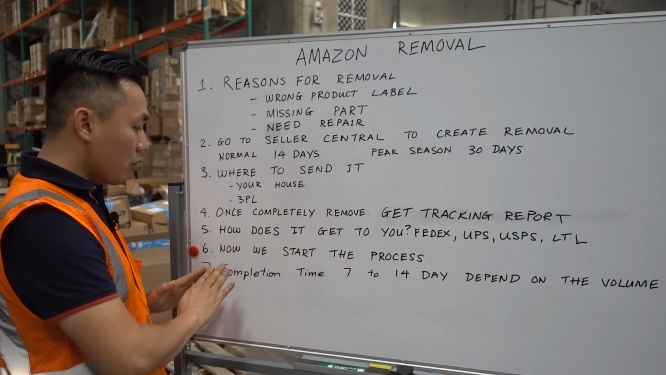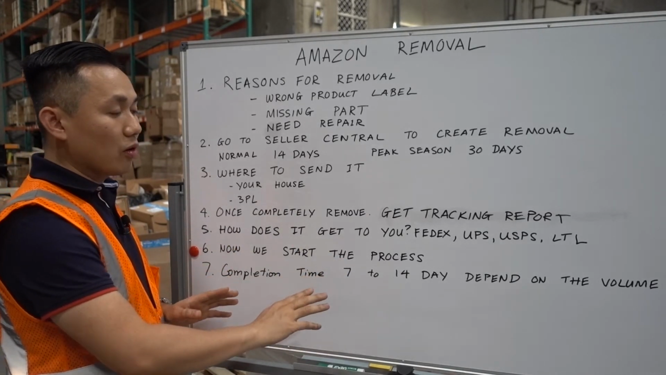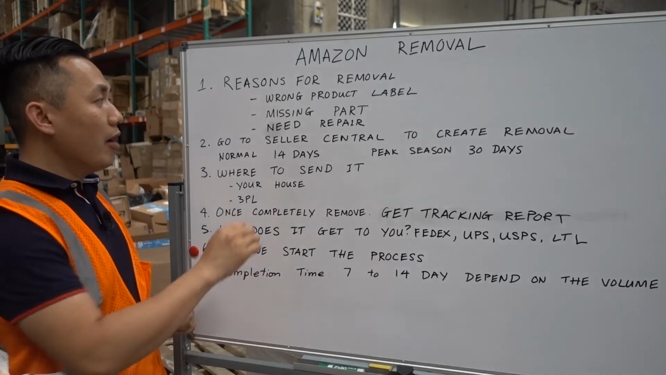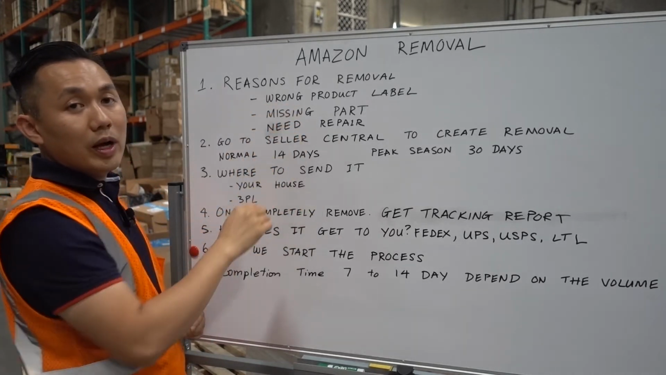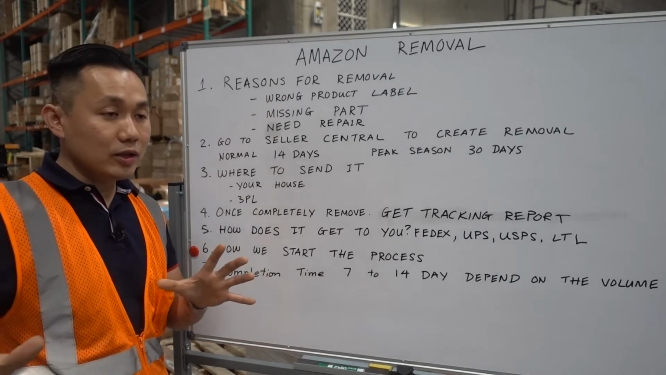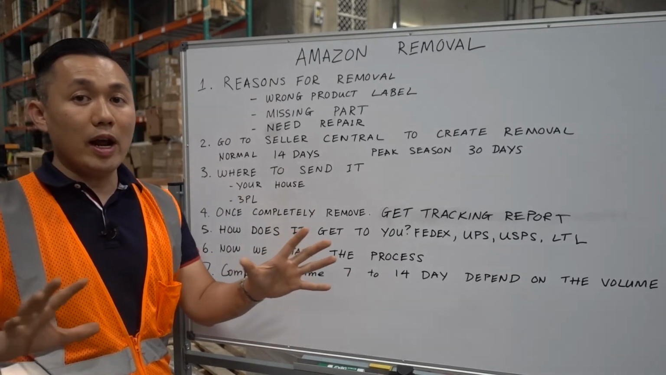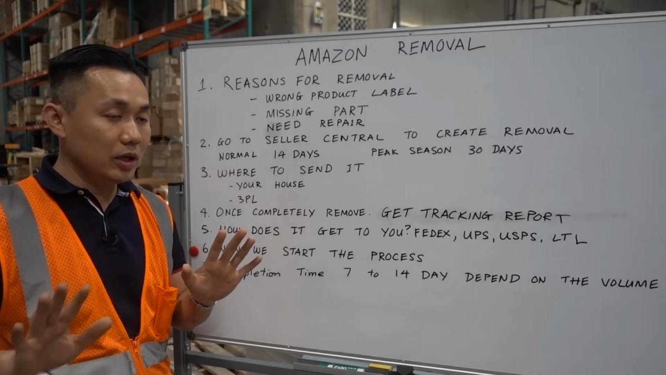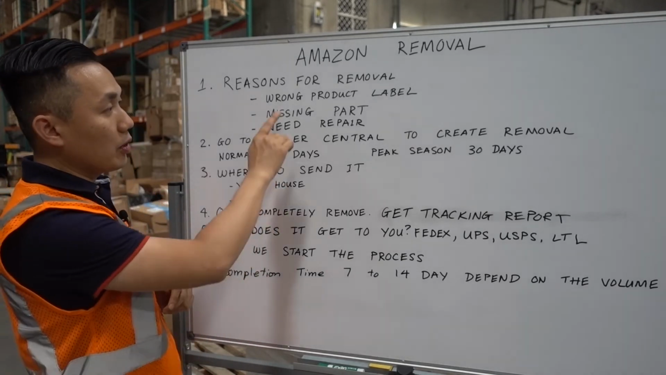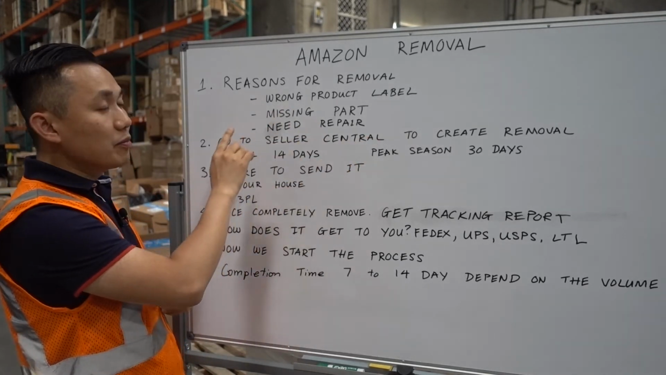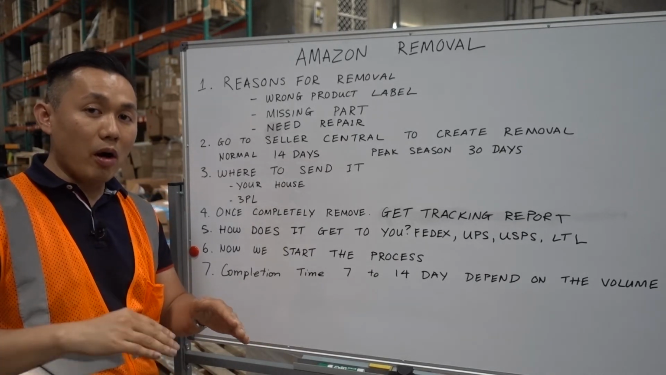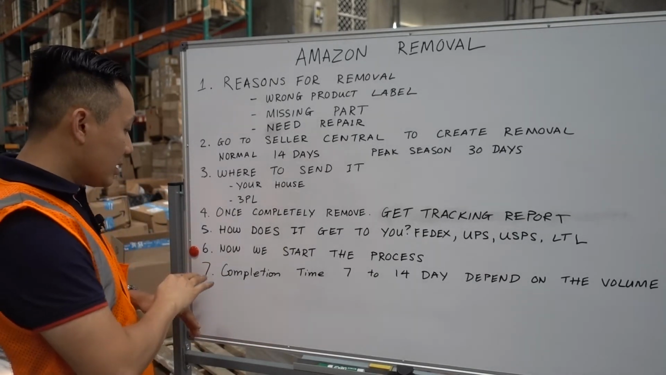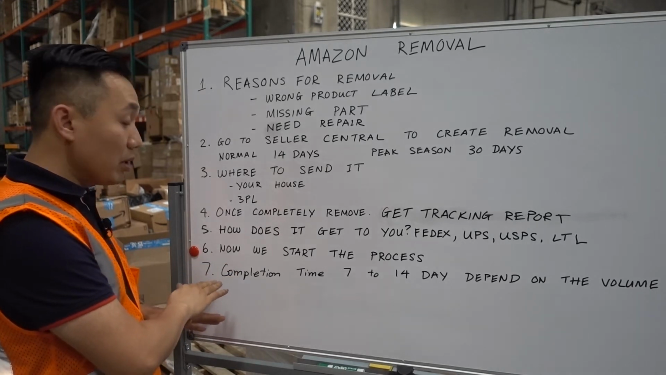And number 6, now that everything has arrived and you have the tracking number, or we have the tracking number, we will start to process your removal order, right? So let's go back to number 1. If you need a new FNSKU, you need us to sort out the blue shoes from the red shoes, for example, and start to put a new label on it. This is when we start. We're going to put a new product label. If it's missing parts, this is when we open it up, insert new parts in for you, and put it back.